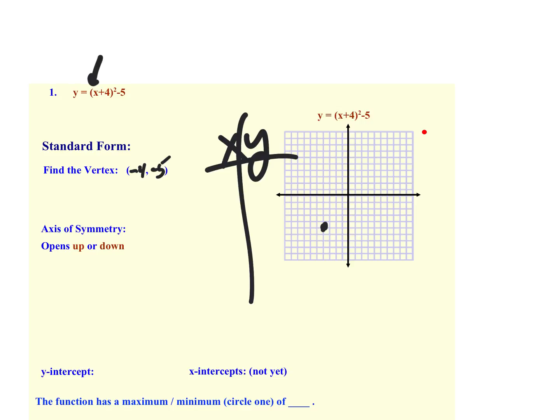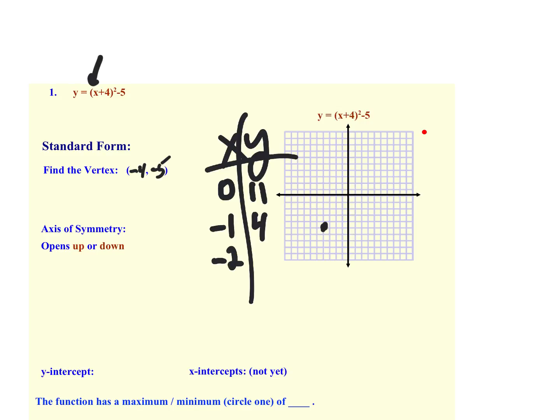All right, so what do I do? I personally would just make a bunch of points. Put in 0. 16 minus 5, 11. Put in 1. Well, this is getting really big. I think I've realized I want to go the other direction. I'm going to put in -1, because otherwise I'll be off my graph. So I'm just going to be smart about which points I pick. That's going to make 3 squared is 9. 9 minus 5 is 4. Who had -1 comma 4? Good.